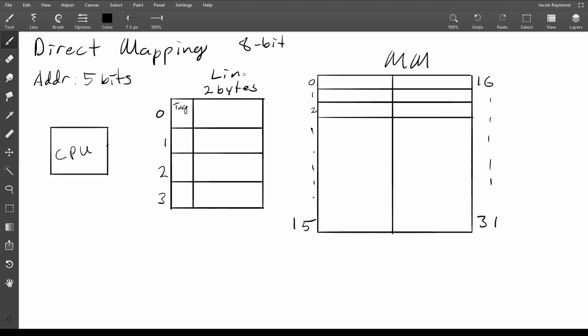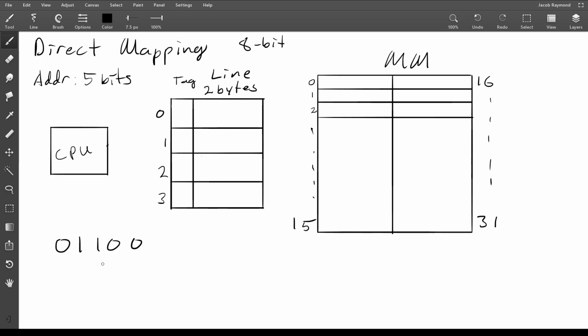So this will be our line, and then we have our tag here. Now suppose we access the address, let's say 12. So this right here is 12 in 5-bit binary. We have only 4 locations in the cache, right? Which means we somehow need 2 bits of information from this here in order to decode which of these locations our cache is going to be in, our information might be in.